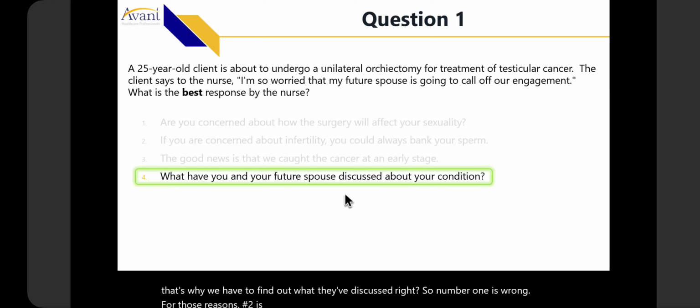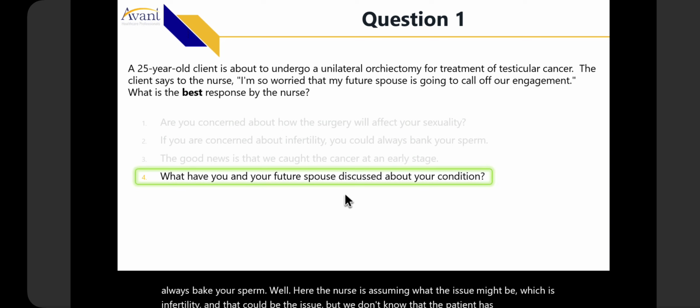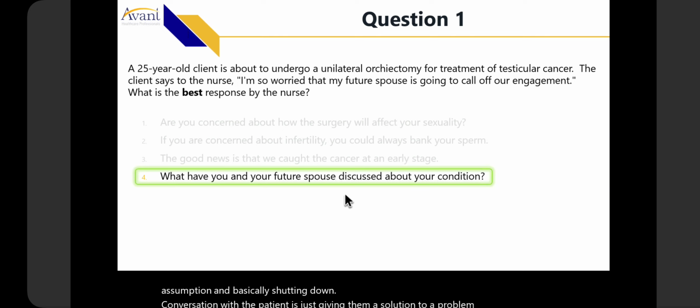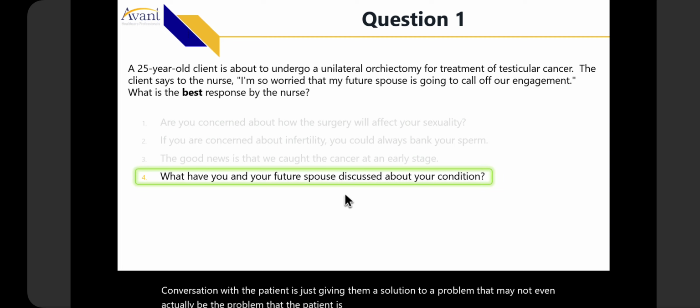Number 2 is wrong because it says, if you're concerned about infertility, you could always bank your sperm. Well, here the nurse is assuming what the issue might be, which is infertility, and that could be the issue, but we don't know that. The patient hasn't stated that directly. And they're giving a solution to that problem without giving the patient time to talk about what their concerns actually are. So that's why number 2 is wrong, because it's making an assumption and basically shutting down conversation with the patient. It's just giving them a solution to a problem that may not even actually be the problem that the patient is concerned about. So that's why number 2 is incorrect.